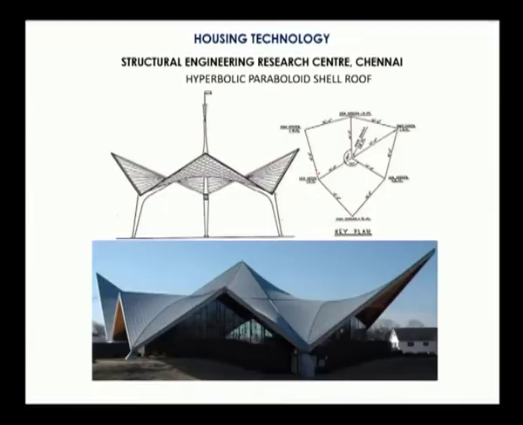And there are different ways of housing technology developed by the Structural Engineering Research Institute, Chennai. So, these are hyperbolic paraboloid shell roofs, which is an unconventional way of developing housing strategies. These kinds of roof forms are visually and aesthetically pleasing, but not widely used for housing projects, but these could be used for much bigger spans.